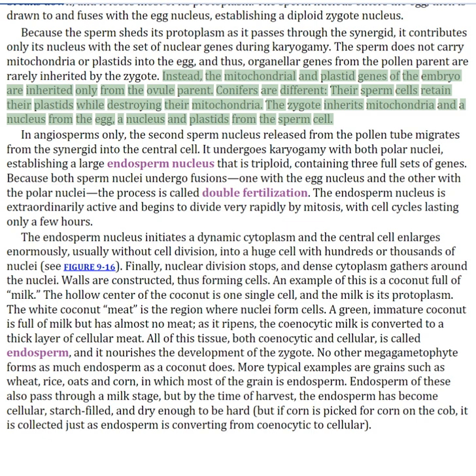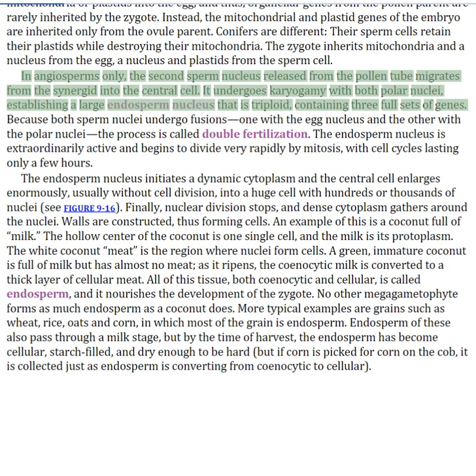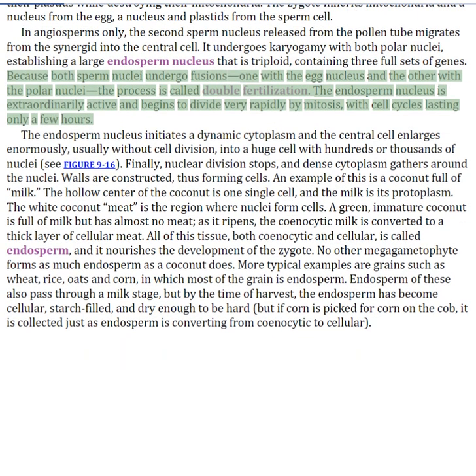Conifers are different, their sperm cells retain their plastids while destroying their mitochondria. The zygote inherits mitochondria and a nucleus from the egg, a nucleus and plastids from the sperm cell. In angiosperms only, the second sperm nucleus released from the pollen tube migrates from the synergid into the central cell. It undergoes karyogamy with both polar nuclei, establishing a large endosperm nucleus that is triploid, containing 3 full sets of genes. Because both sperm nuclei undergo fusions, one with the egg nucleus and the other with the polar nuclei, the process is called double fertilization.